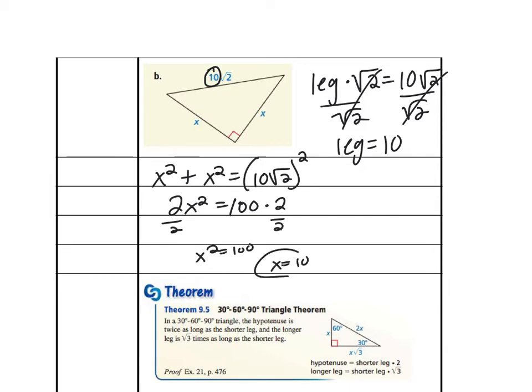which means x would have to equal 10. So again, you can use the Pythagorean theorem, but if we know the relationship between side lengths in a 45-45-90, then we can just use those relationships that are already set from our theorem instead of having to do all that extra work.